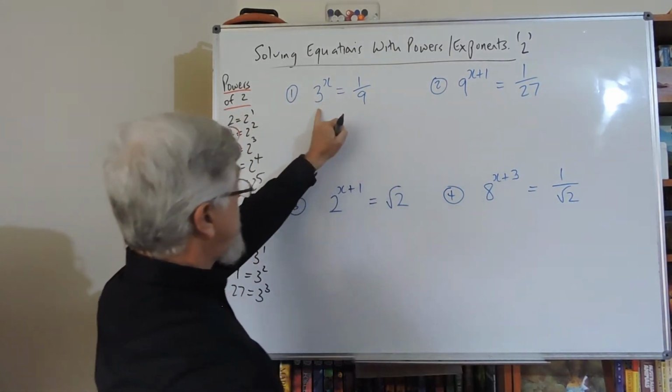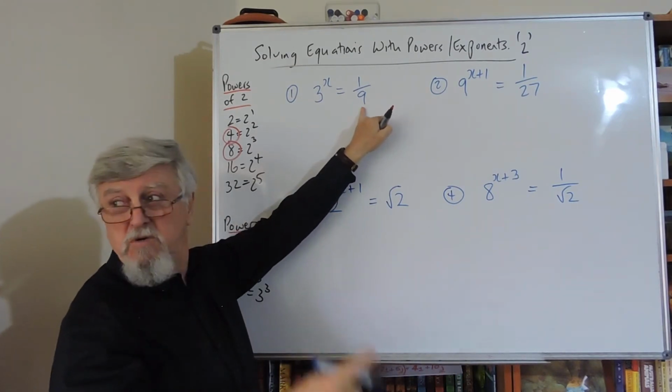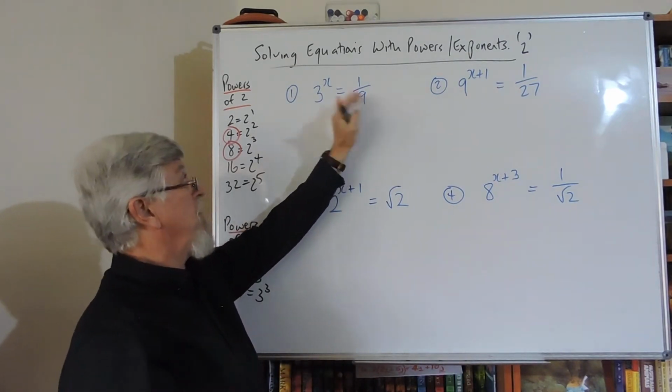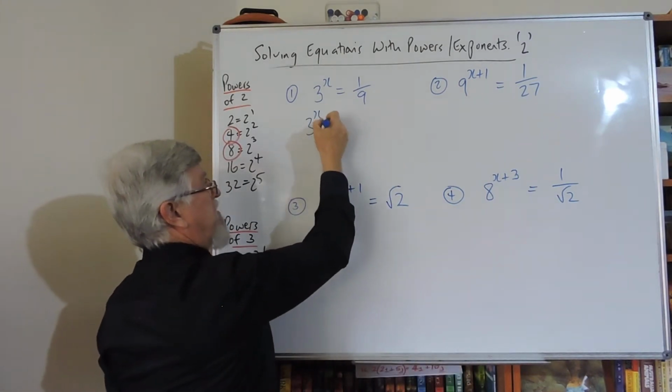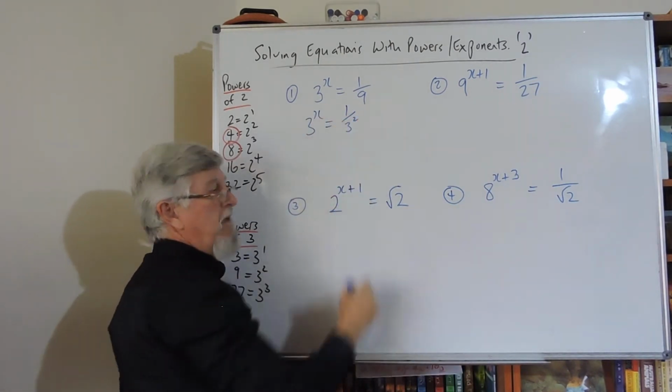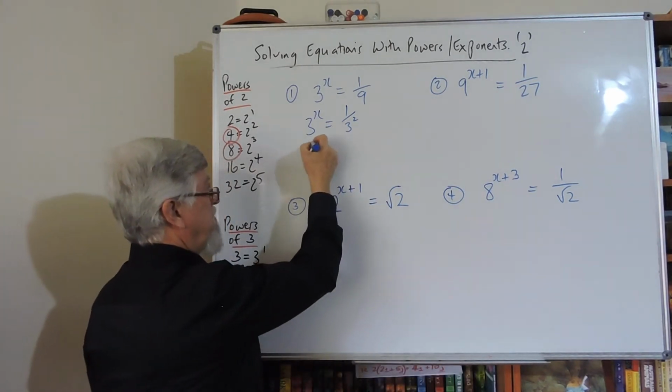So if you have a look at this one here, we've got a 3 and a 9. I know that 9 is a 3 squared. So what can I do with this equation? First of all, I can write that as 3 to the x and I can write it as 1 on 3 squared. Now with the index laws, this is where people come unstuck. So that's 3 to the x.